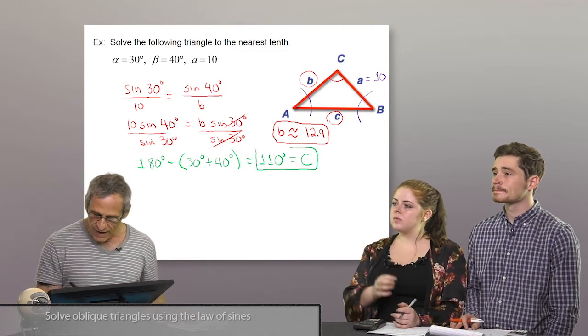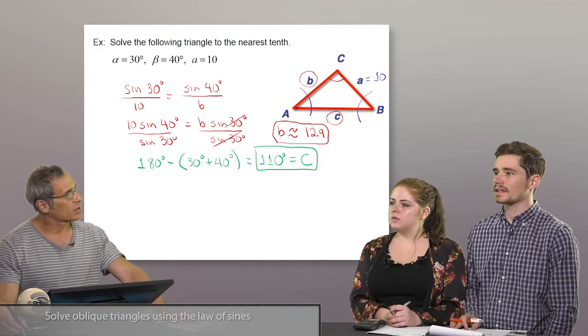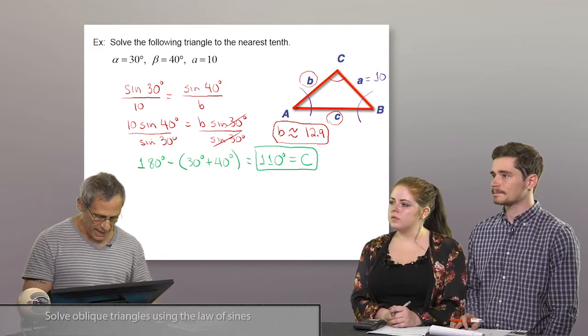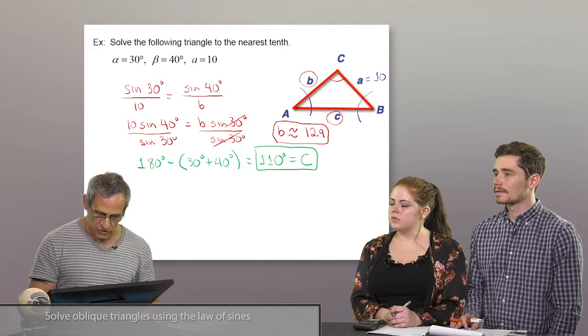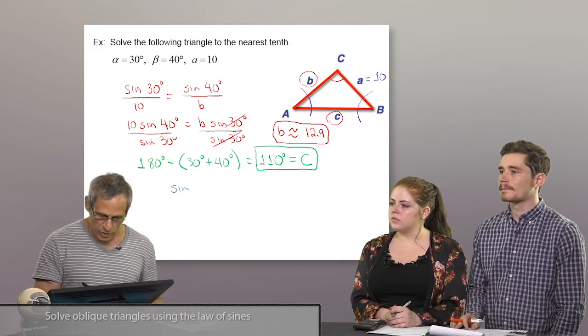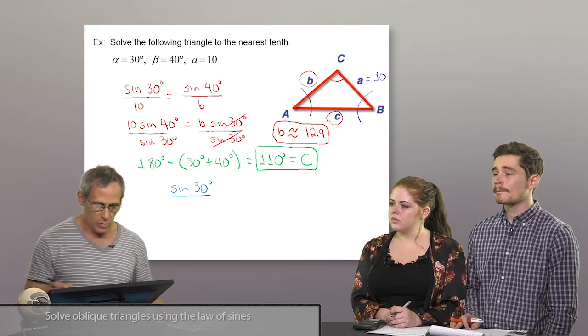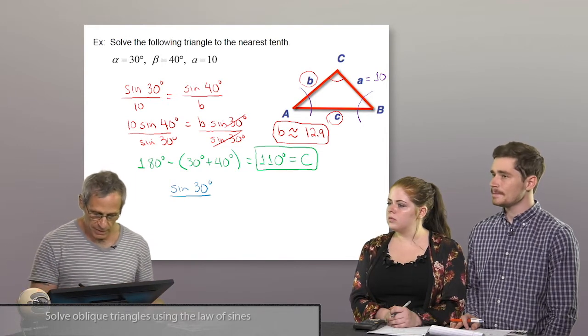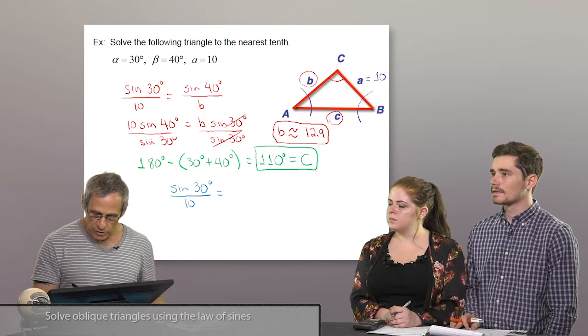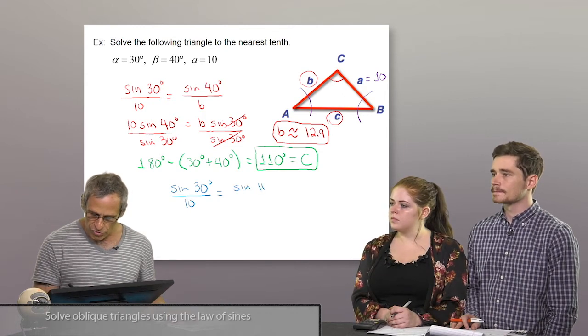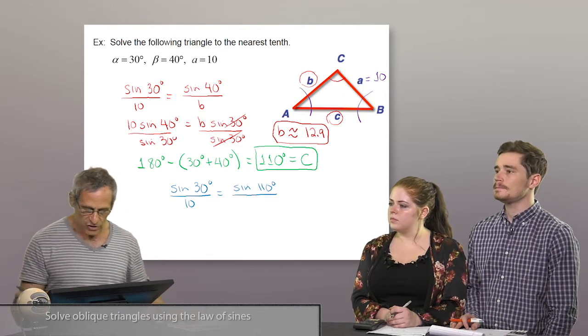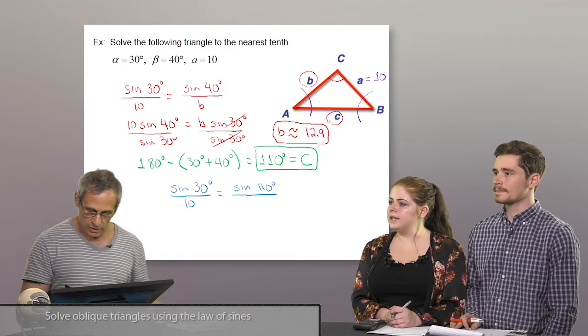What do I still have to find? You have to find little c. So again, I'm just going to use my law of sines. I'm going to go to the given, which says the sine of 30 degrees over the side opposite it, which has a length of 10, will be equal to the sine of 110 degrees over the length of the side opposite it, which is little c.